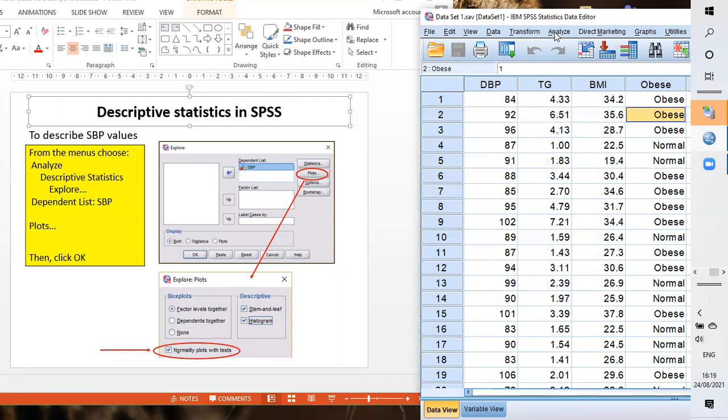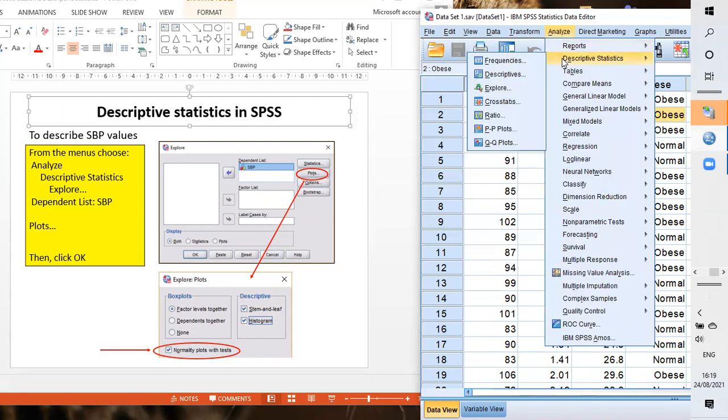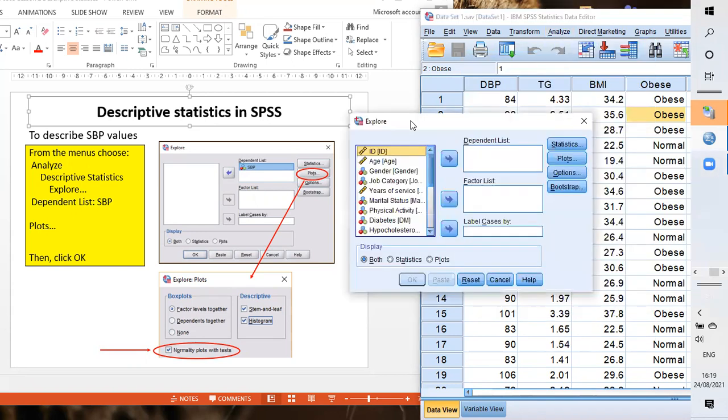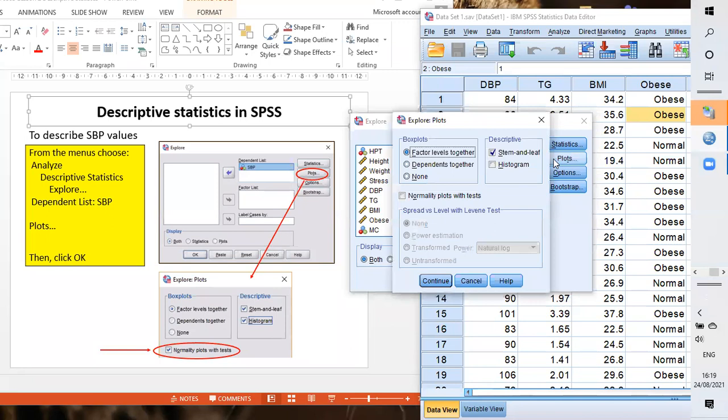Jeffrey, one more time. Click Analyze, then descriptive statistics, and then explore. Choose the variable, SBP. Click. Plots. Make sure you click according to the diagrams. Normally, histograms. Only these two. Yeah, just now was that. Now click. Right.